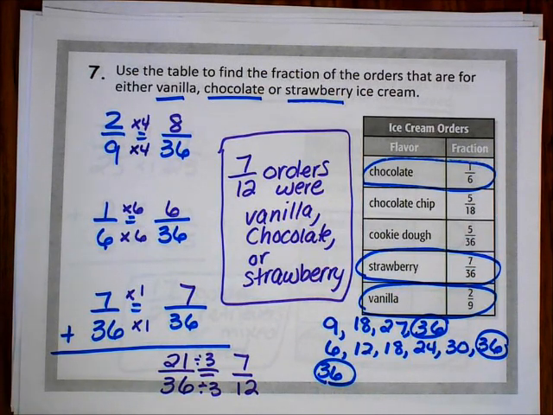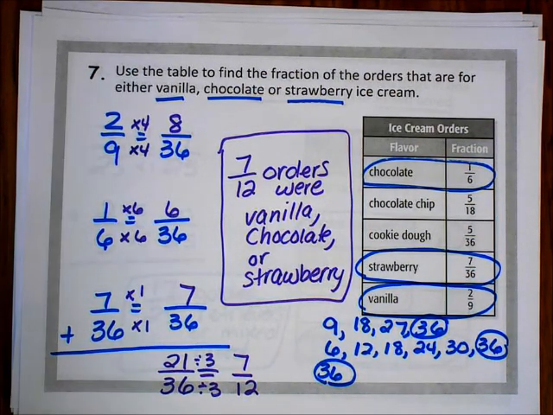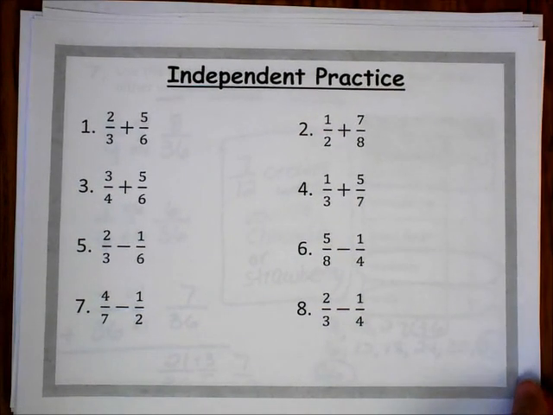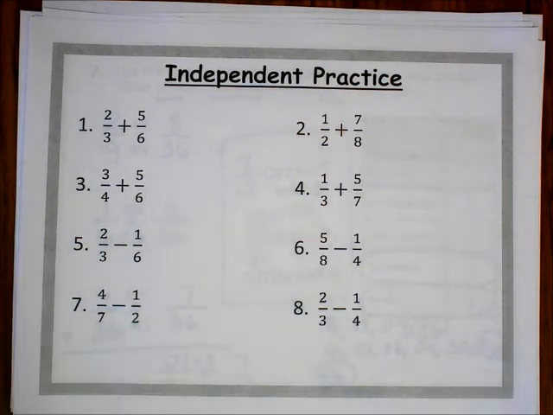Okay, it's time for you to try some examples on your own. Turn to your next blank page in your journal. Divide your paper into 8 equal boxes, and you need to solve one problem per box. When you are finished, you need to have them checked. Here are your 8 independent practice questions.